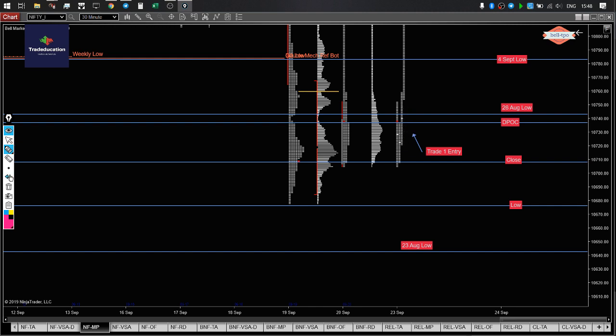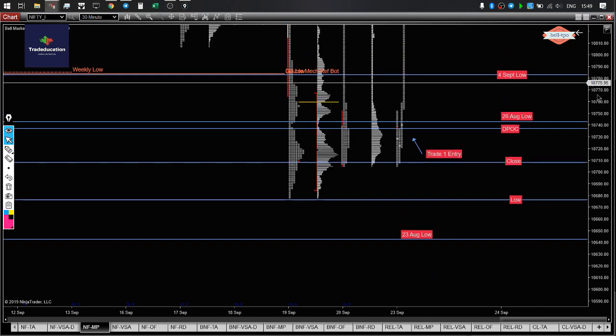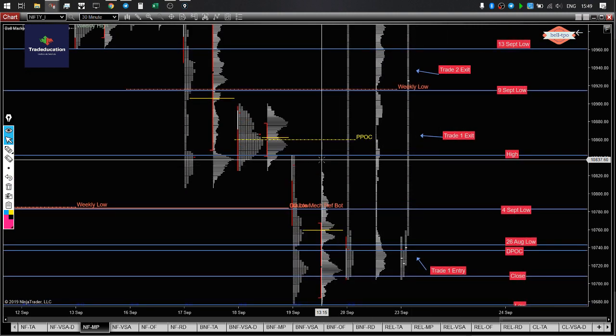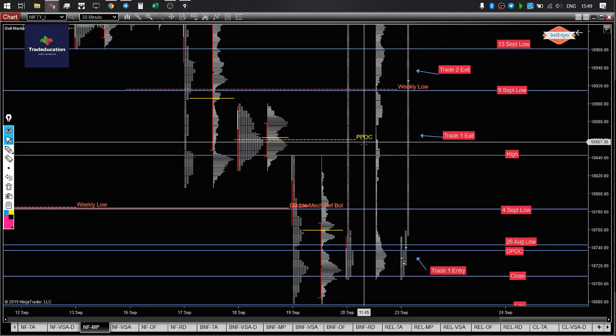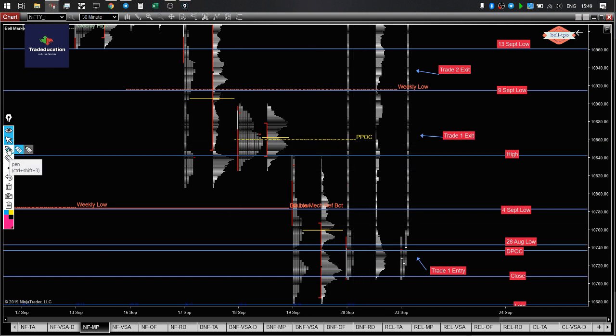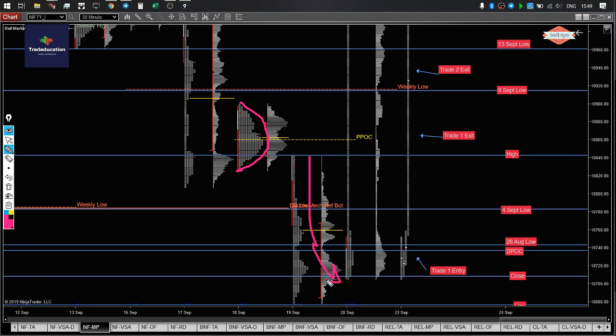So I entered here, and the first target which I kept, let me squeeze this, was yesterday's high and the PPOC. This was a PPOC from the 19th September auction. This was a balanced profile followed by a continuation of the down move.